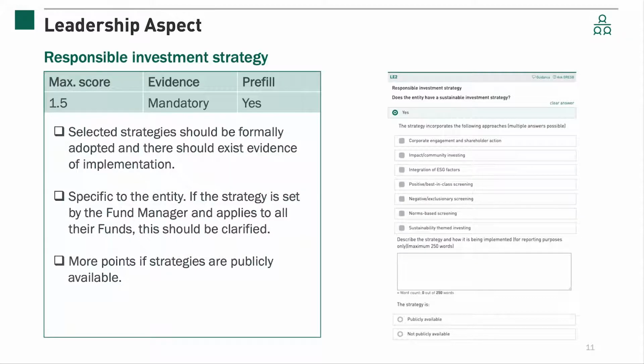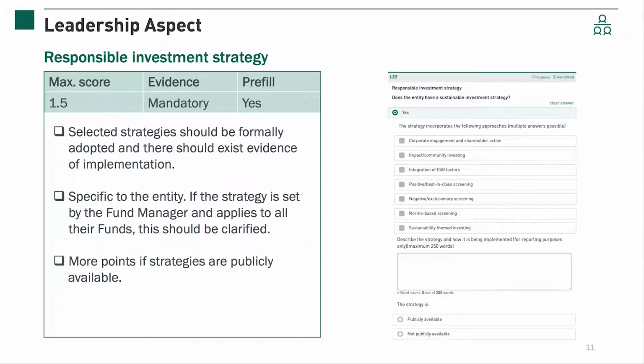The second indicator is on responsible investment strategy and asks the question, does the entity have a responsible investment strategy? Alignment with standardized responsible investment strategies provides valuable benchmarking information to investors. If the entity has a responsible investment strategy that applies to the fund, then select Yes. Nested questions will appear. If it does not, select No. The strategies listed are based on the Global Sustainable Investment Association, GSIA, which has standardized 7 sustainable investment strategies.